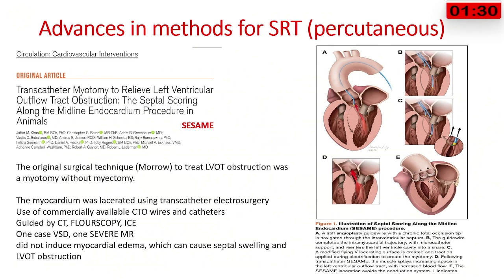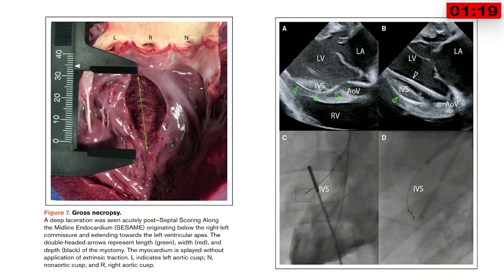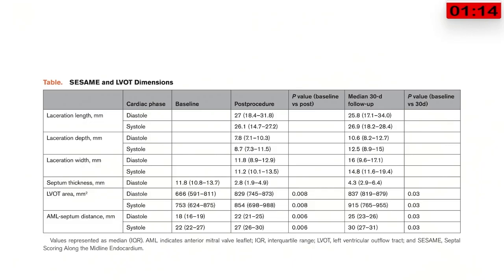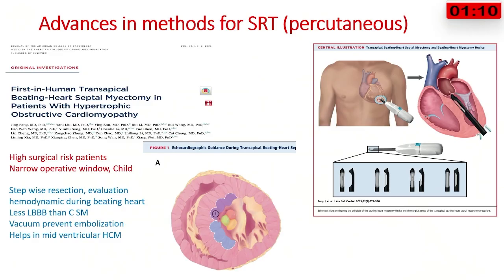We can go with the CTO wires guided by the microcatheters inside the myocardium and do electrosurgery to cause myotomy. And this will be the result of this procedure. It leads to widening the LVOT area significantly.